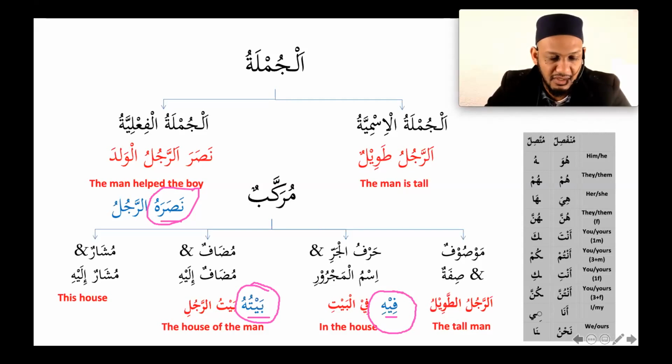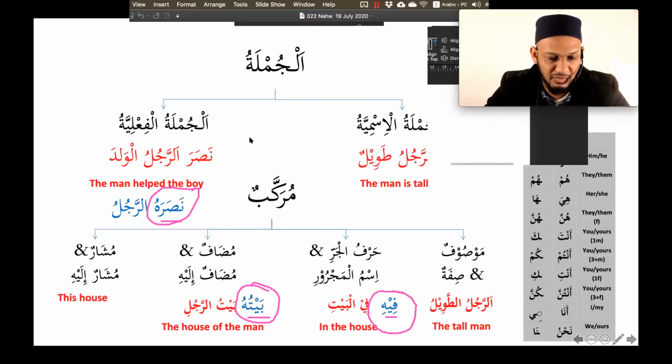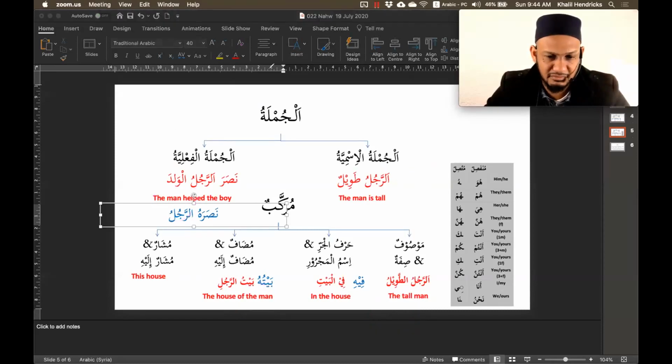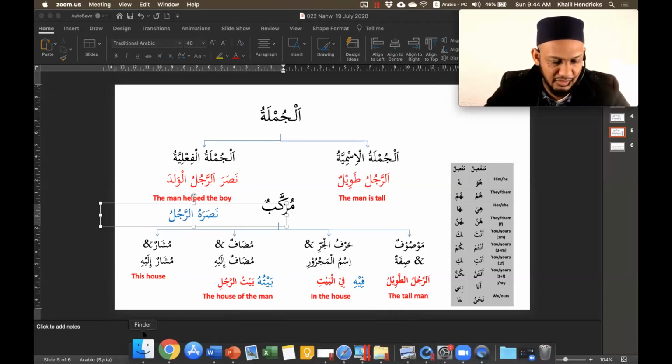Okay, good. Now I want you to open your workbooks, inshallah. And then we're going to go through some of your homework and start your new exercise, inshallah. I think it's 7 point something. Okay, so let me open your workbook here.